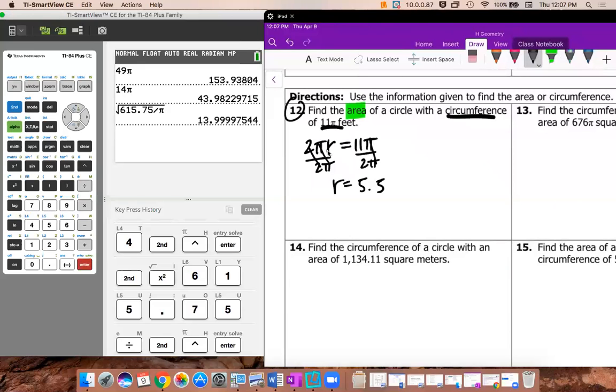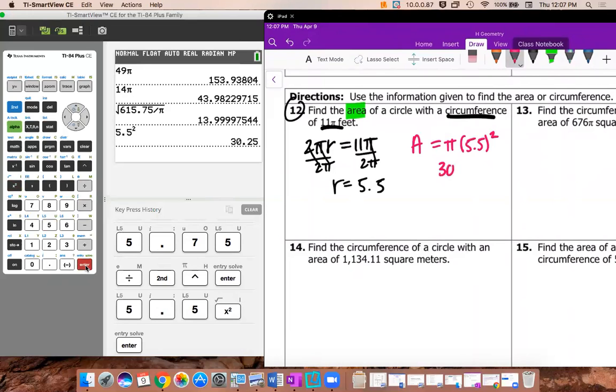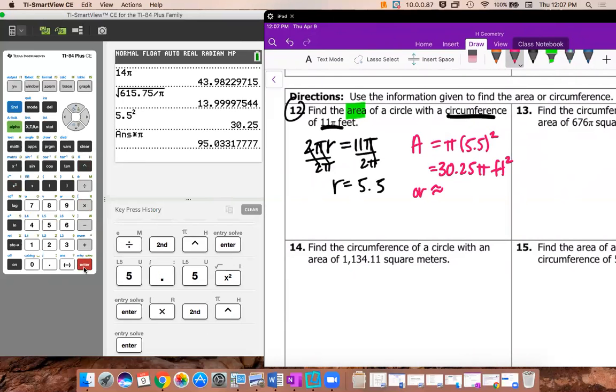So our radius is 5.5, and we don't want to stop there because they did want area. The area is pi r squared, so pi times 5.5 squared. If we want to leave it exact, we would do 5.5 squared and get 30.25 pi feet squared, because we're working with area. Or we can say it is about, taking that answer and multiplying the pi in, 95.03 feet squared. Either one of those is fine. The first one is exact, the second one is rounded, okay?